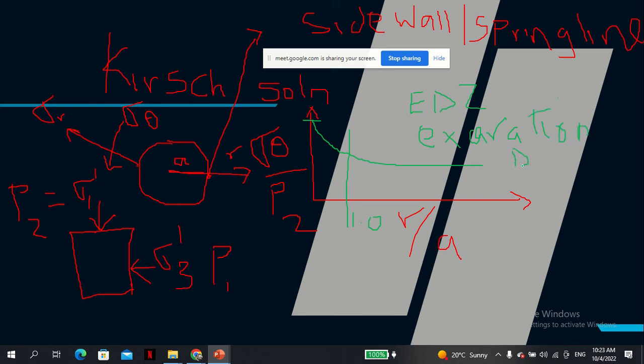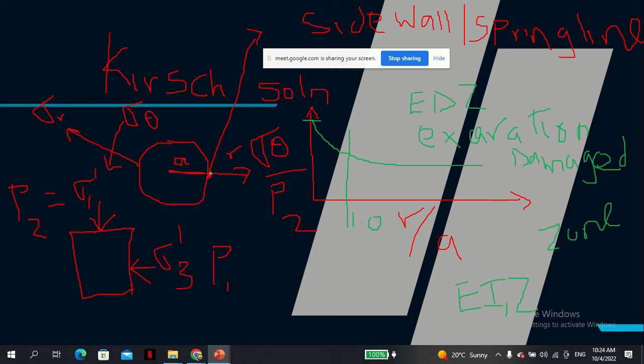Damaged zone, or EIZ, the same thing, excavation influence zone. So we usually are interested in this.